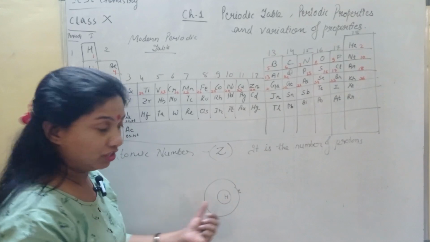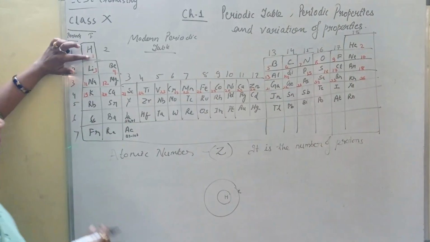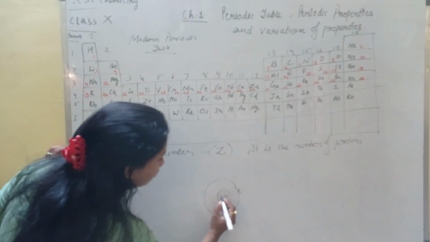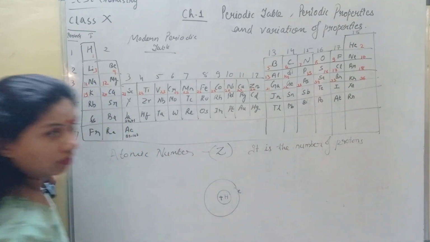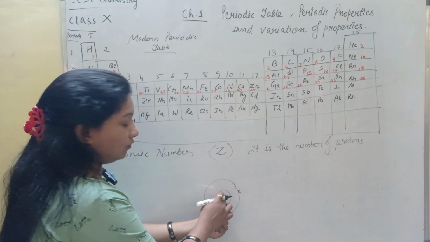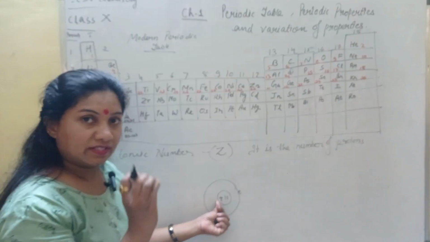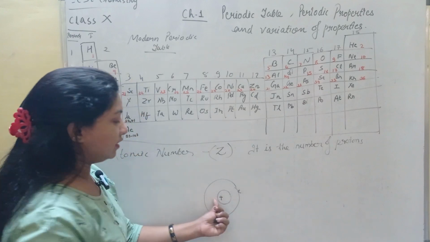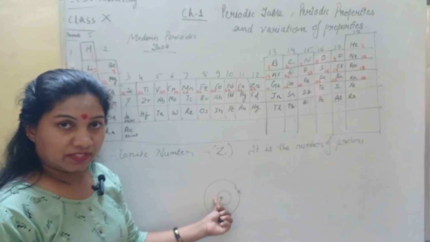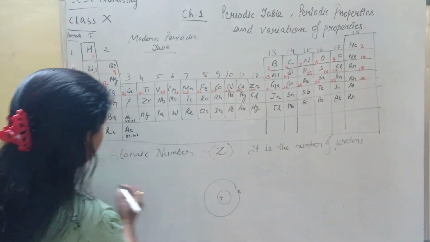For example, hydrogen, and here you can see the numbers written in red. That is the atomic number. Here hydrogen has atomic number one, so it has one proton. Proton is a positive charge species, and one electron. The center of this is the nucleus, which is present in the center of the atom. Which atom? Hydrogen atom, and this is a positively charged species. So this is the proton.